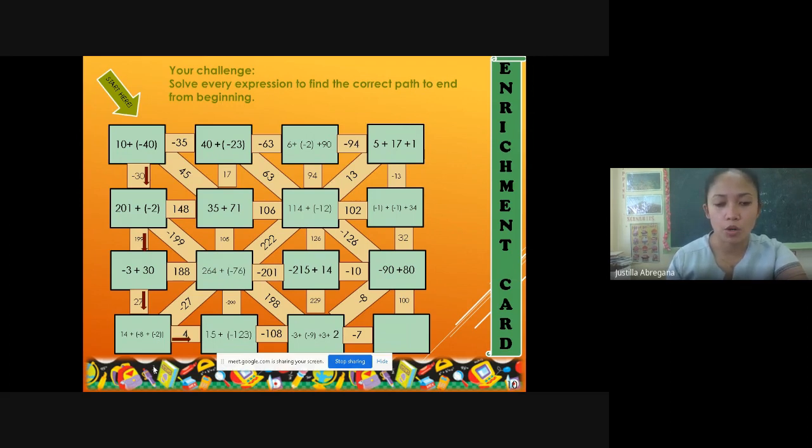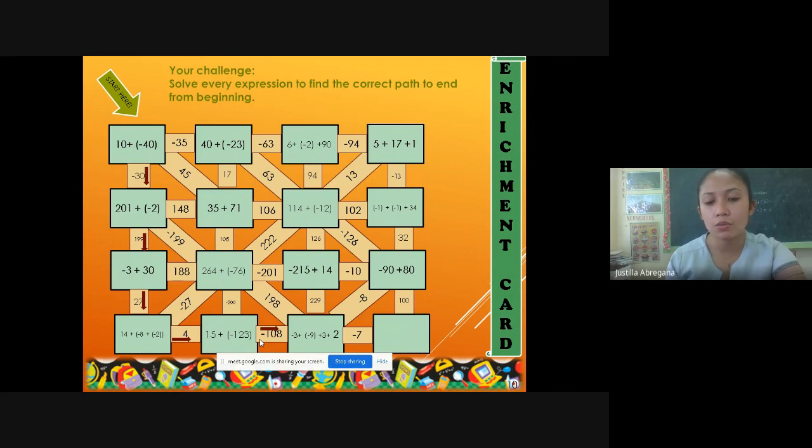positive 4. Next is 15 plus negative 123. As you can notice, negative 123 is farther from 0. So we will follow the negative sign. We'll put the negative sign here. And then we will get the difference between 123 and 15. So the answer is 108.